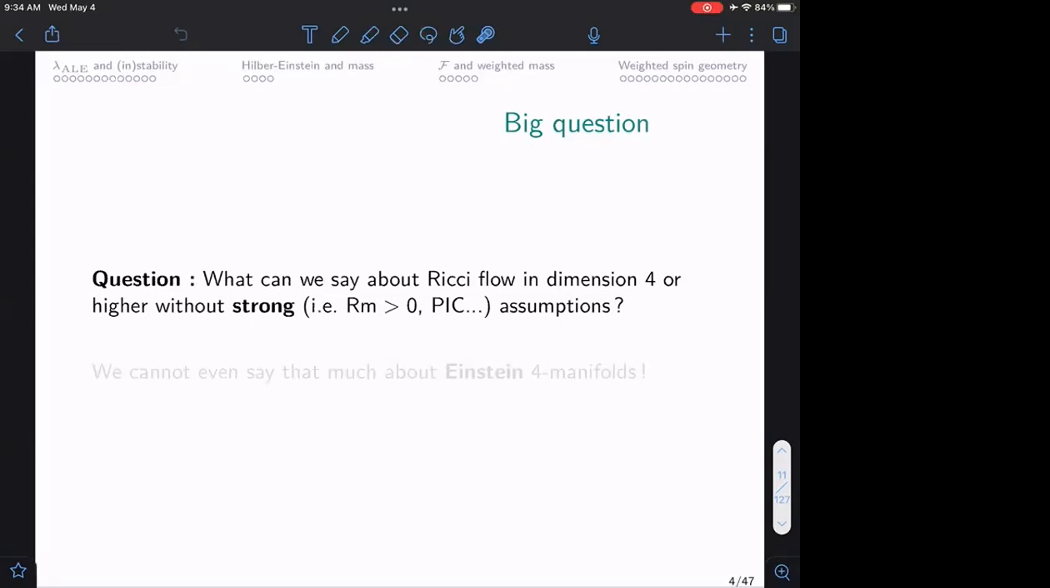The main difficulty is that we don't even know that much about Einstein four-manifolds. And they are the fixed points of Ricci flows. If you don't understand the fixed points, you can't understand the flow. So what happens for Einstein four-manifolds? Einstein three-manifolds just have constant scalar curvature. They are very easy to deal with.